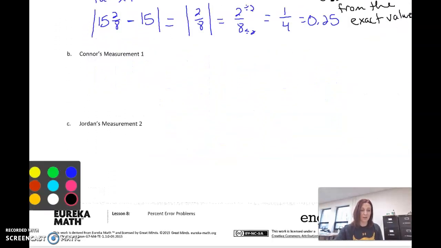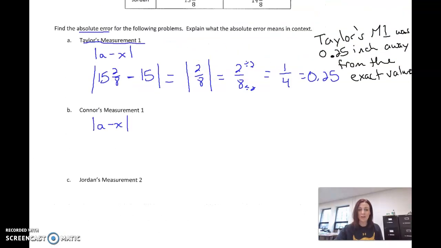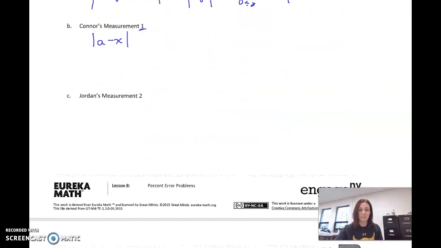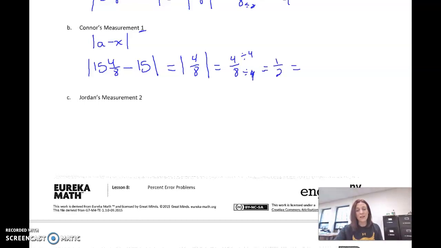So let's try Connor's measurement here. Again, we're going to take approximate minus exact and then take the absolute value of that. Connor's measurement 1 is right here, 15 4/8. So the absolute value of 15 4/8 minus our exact value, which again is 15. Well, we get the absolute value of 4/8. And how far away from 0 is 4/8? Well, it's just 4/8. We could divide top and bottom by 4 to reduce it. We get a half, or we could write that as 0.5.